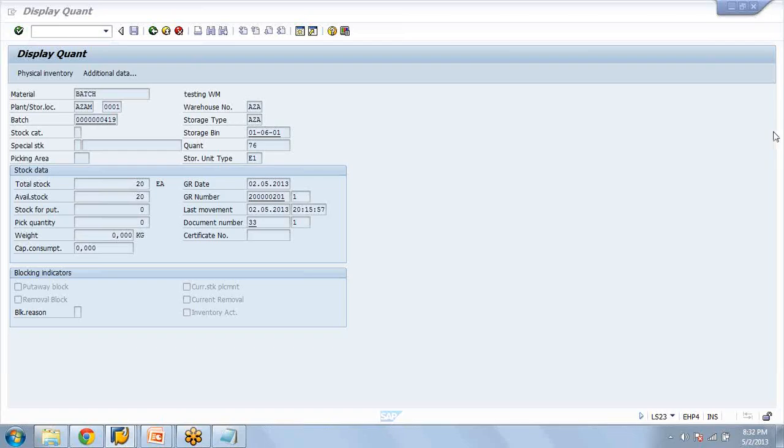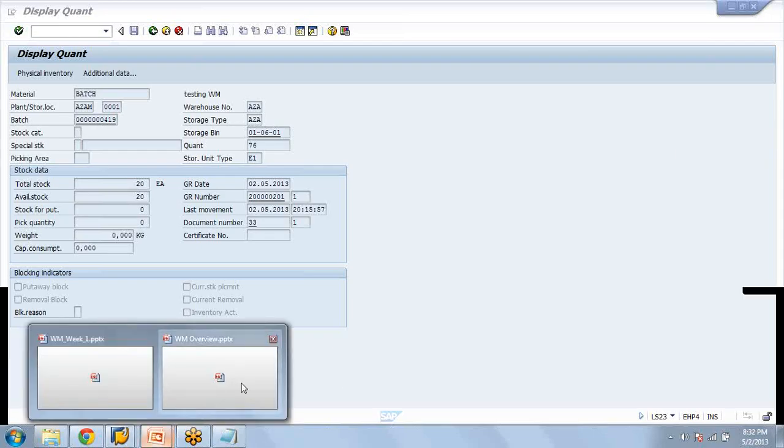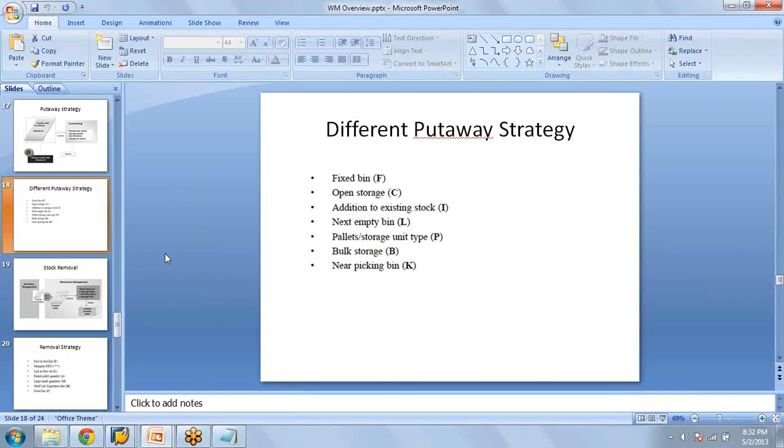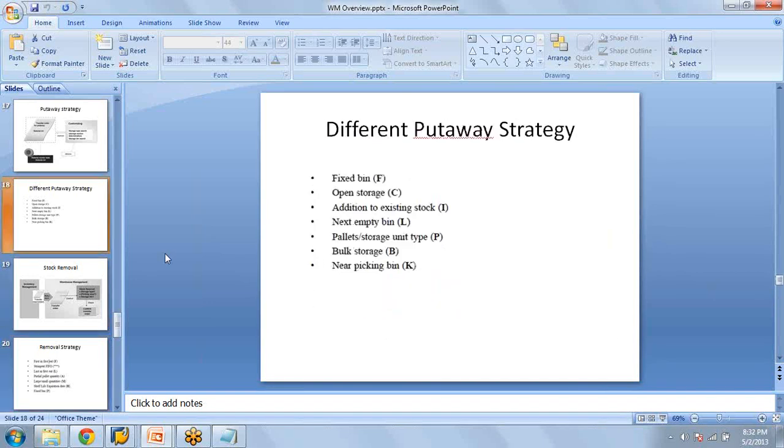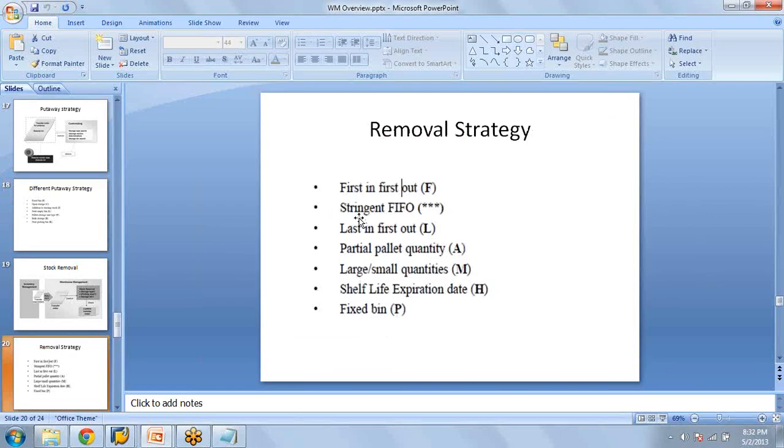What I can suggest is that you practice different strategies, so then you will understand. You should be very clear with all these strategies, then only you can suggest to any client regarding this. You should understand which combination actually works. For example, you cannot suggest to the client addition to existing stock as a put away and FIFO as a picking, because they are quite opposite.